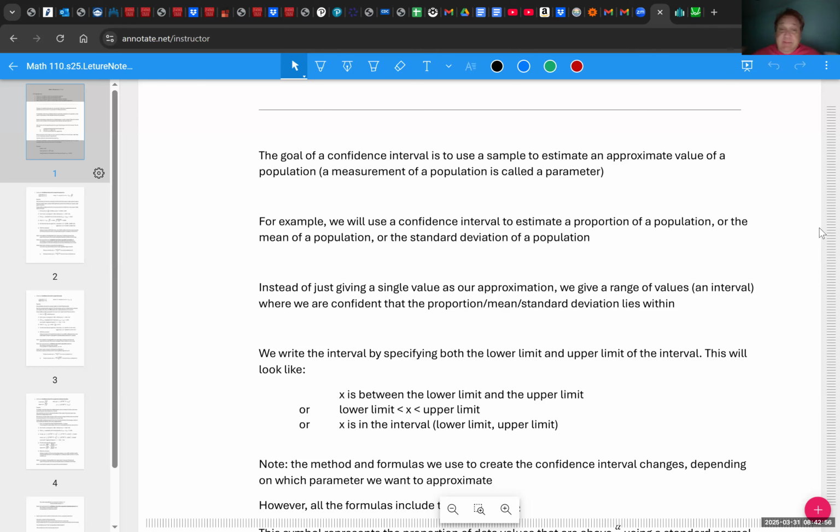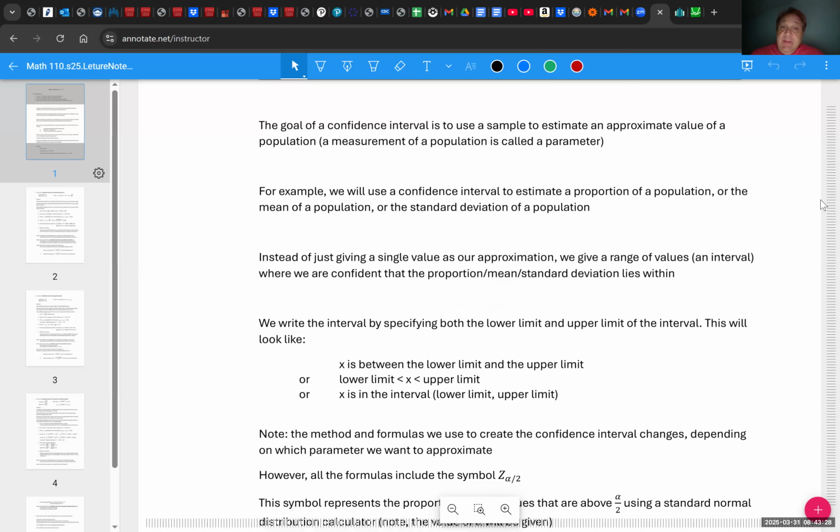This is going to look like something like x is between the lower limit and the upper limit, or we could use a math equation saying the lower limit is less than x and x is less than the upper limit. In other words, x is between the lower limit and the upper limit. They can even say something like x is in the interval of lower limit to upper limit. All those are different ways that they may express this interval where we're going to find the population parameter we're looking for.